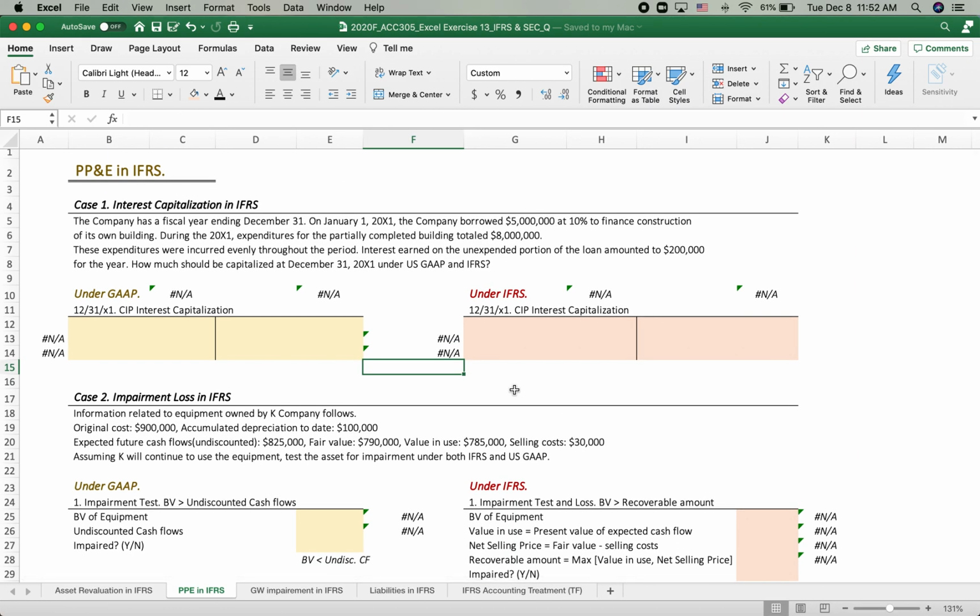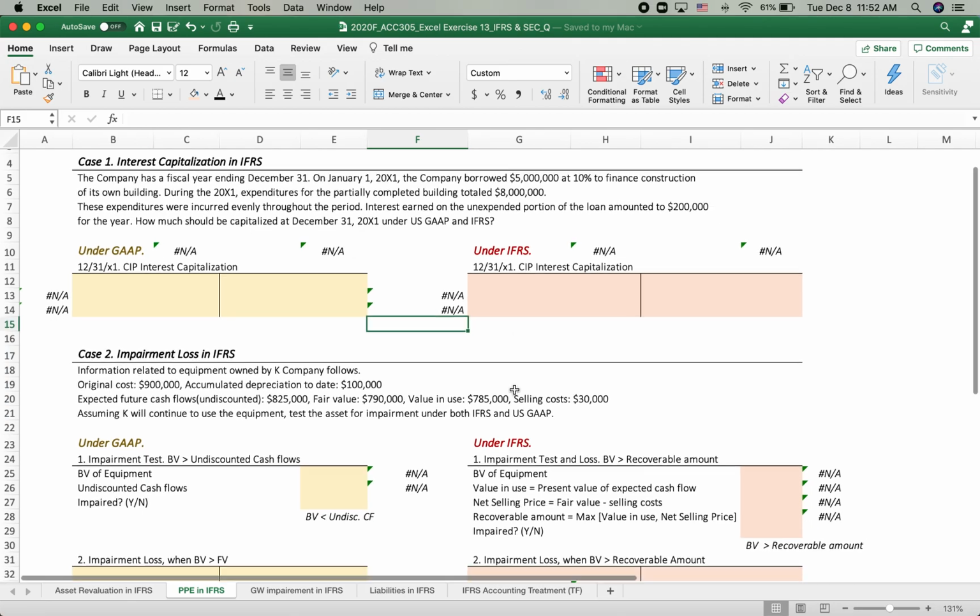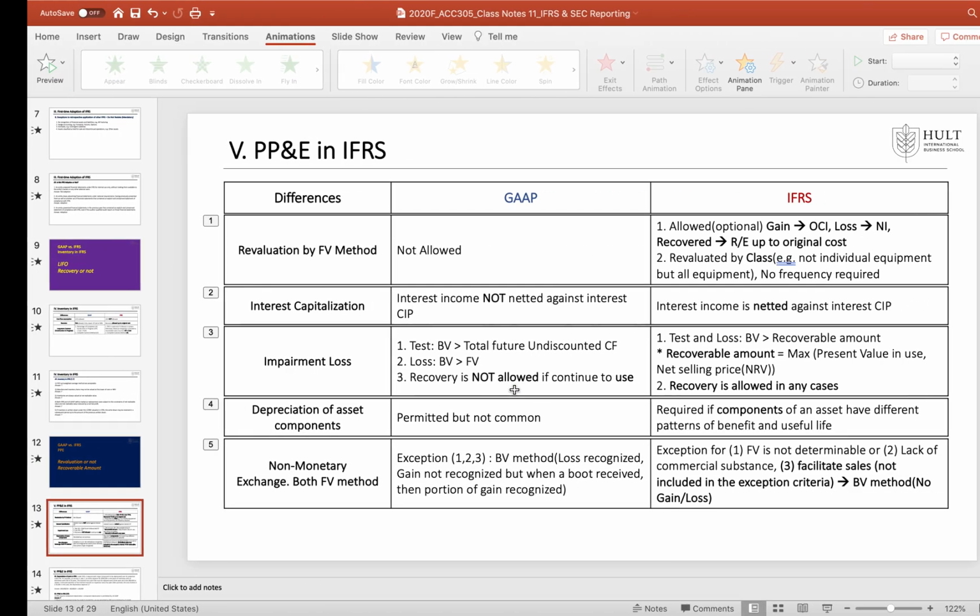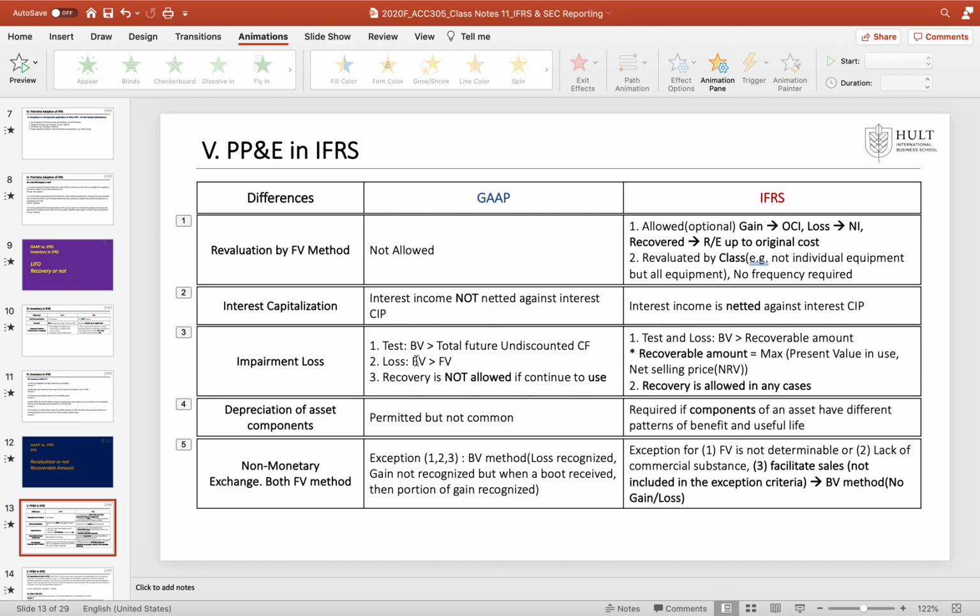Now let's practice PPE in IFRS, impairment loss in IFRS. As we discussed in class, under GAAP, impairment loss starts from the impairment test, comparing the book value and the total future undiscounted cash flow. Once the book value is greater than undiscounted future cash flow, they move to impairment loss recognition when the book value is greater than fair value. If the book value is lower than the fair value, it's not necessary to recognize impairment loss.